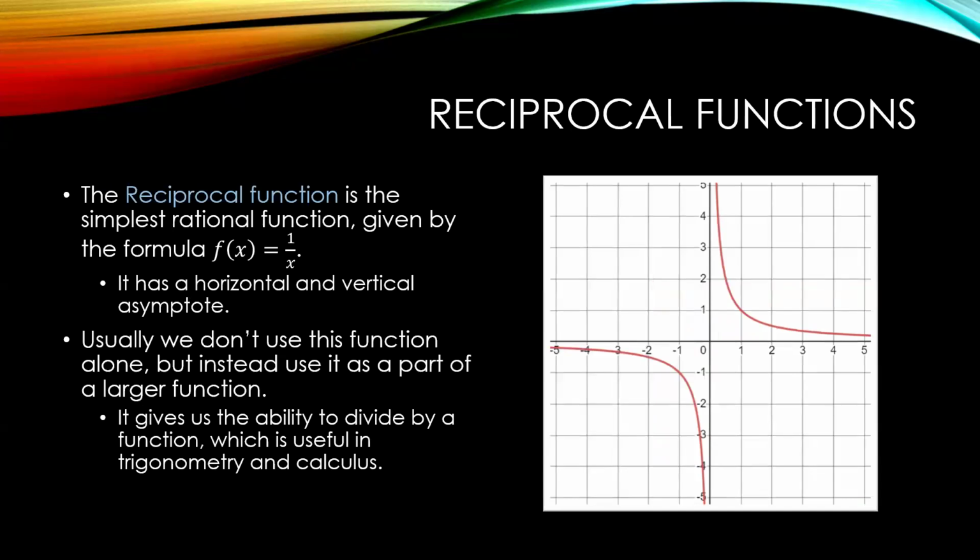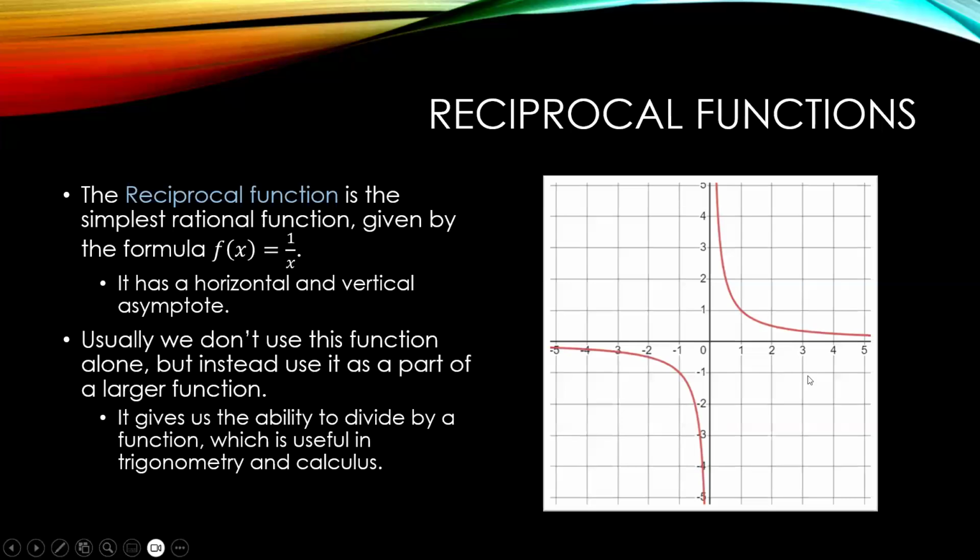Next one is the reciprocal function. The reciprocal function is the simplest rational function given by the formula f of x is equal to 1 over x. This is technically a hyperbola, which would make it a conic section. We don't often think of it in those terms, though, but it is.